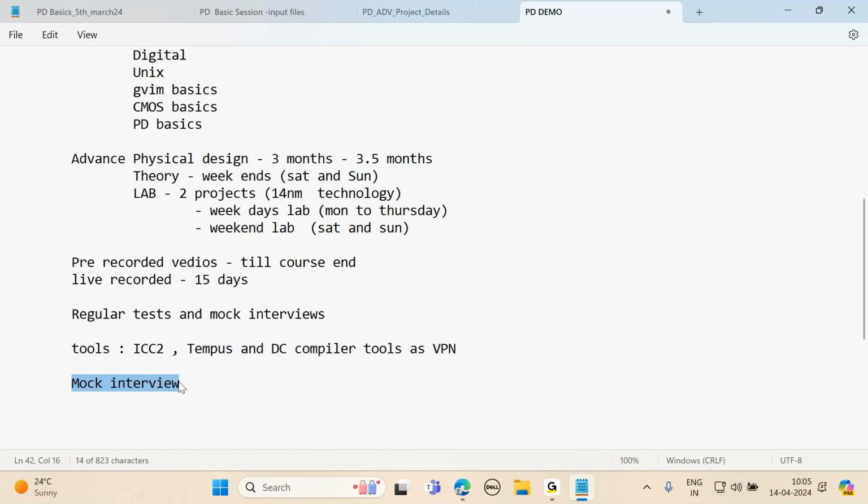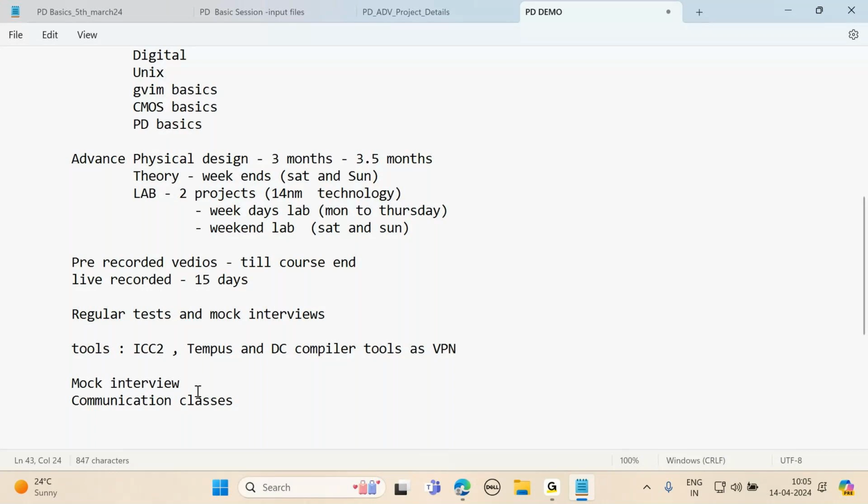For that reason, we first do a mock interview, and then we send the profiles to the companies if the mock interview is good. If your communication is not good, we even have communication classes. This is done free of cost, I think, with no additional charges. So communication classes happen if your communication or English is very weak.